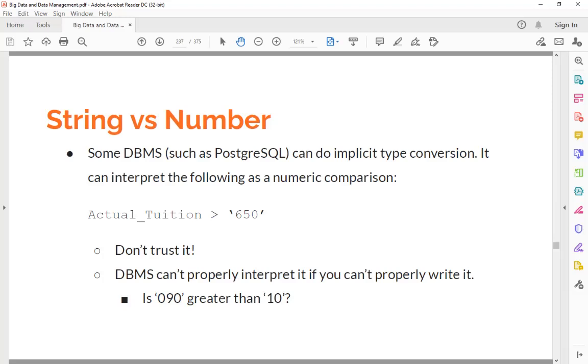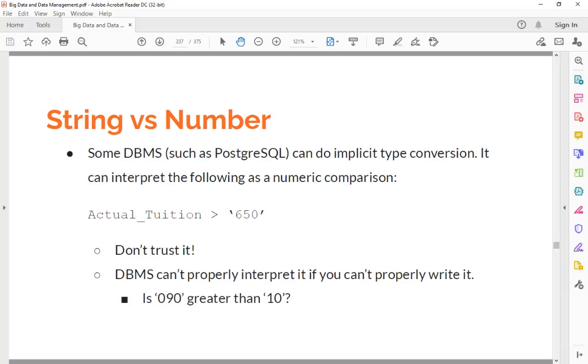Don't trust it, because if DBMS can interpret it this way properly, sometimes it can also give you trouble, and at that time you won't even know something is happening, because DBMS is trying to do whatever it thinks is the right thing and best thing. It doesn't consider this as an error, so you are not going to get any error message.